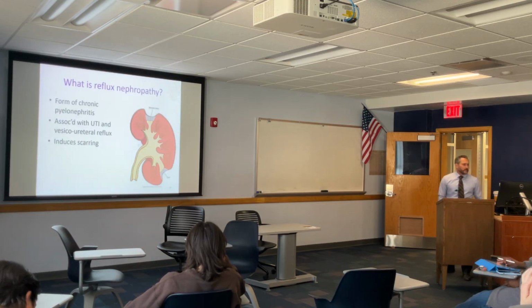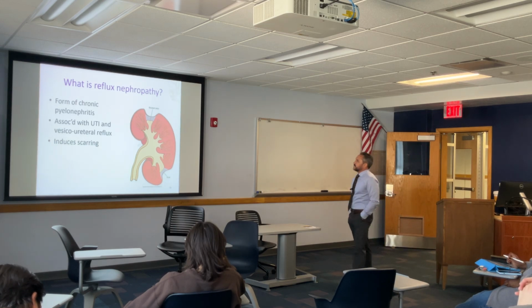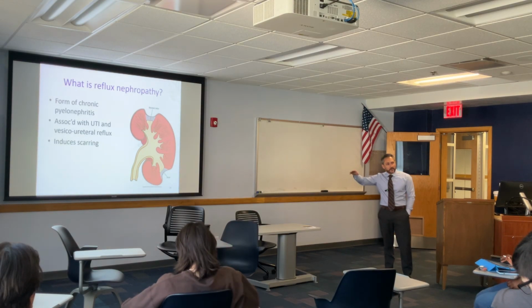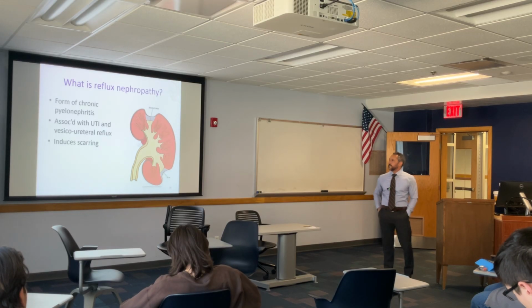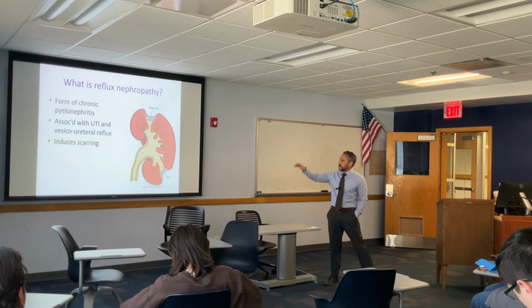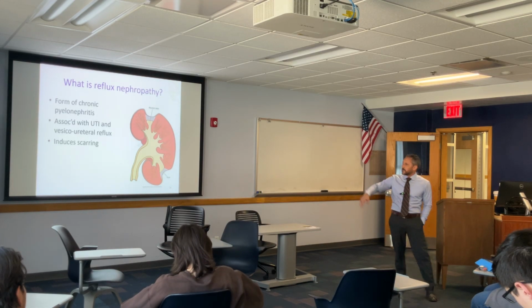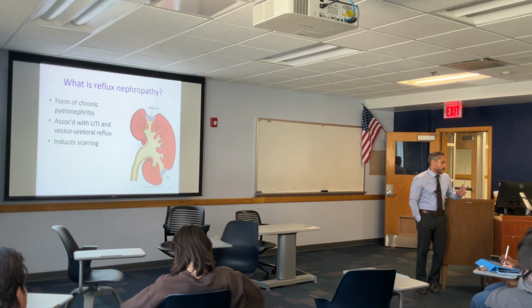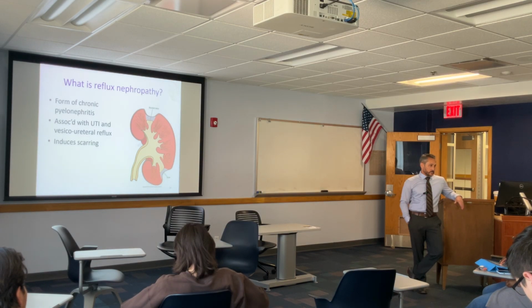So the aggressive form of pyelonephritis is reflux nephropathy. Reflux nephropathy is where there are repeat kidney infections over and over again, associated with chronic UTIs that are untreated, and a VUR that is more aggressive than quote unquote normal. And it induces scarring that takes place in the kidney and you lose functional tissue.